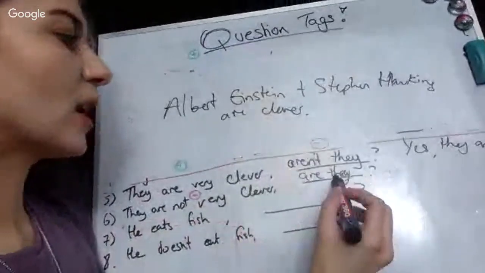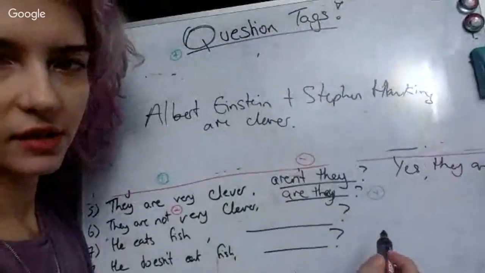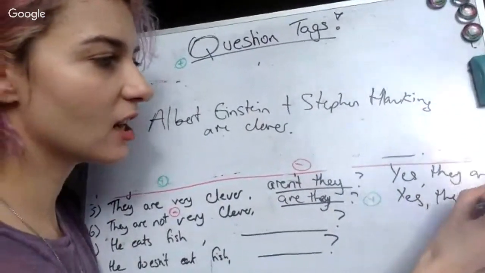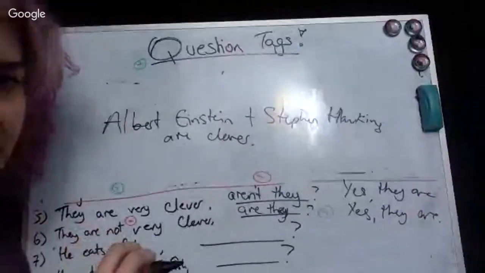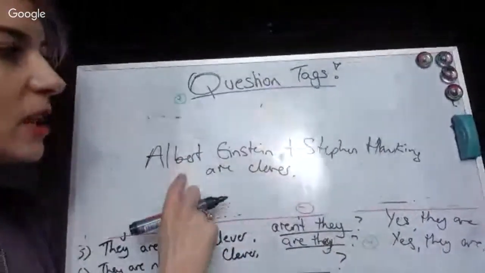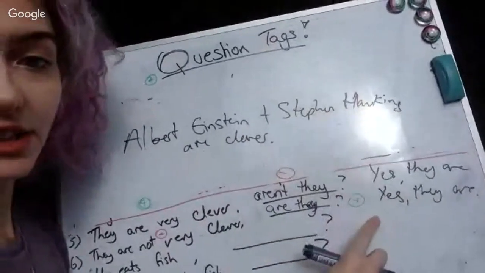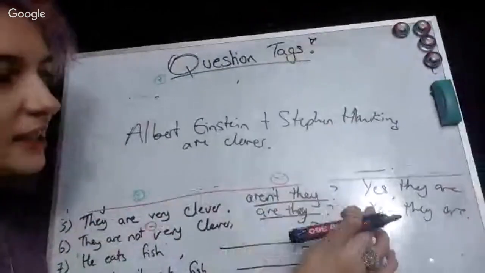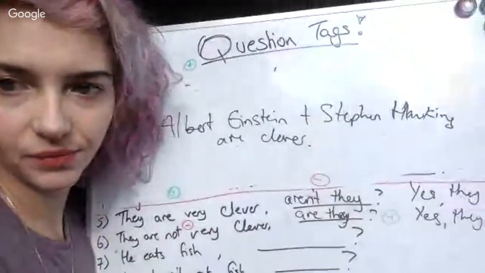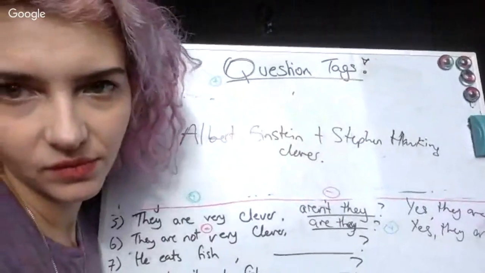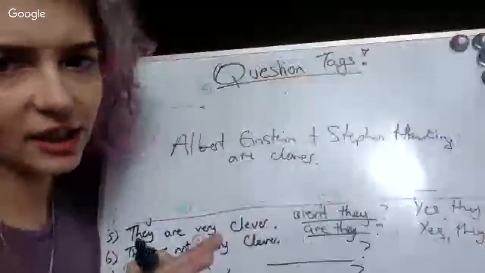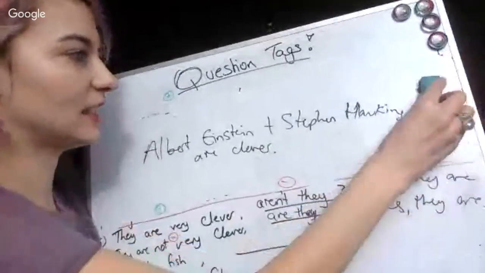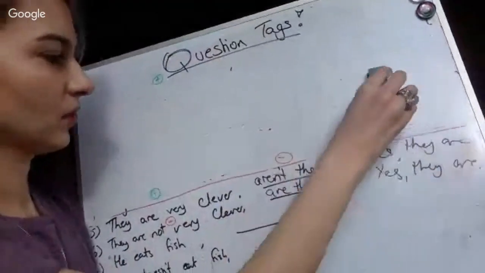Next one. They're not very clever, are they? Yes, they are. Because they are clever, the answer stays the same for both of these. We're talking about Albert Einstein and Stephen Hawking. The answer is the same for both types of question, because that is the truth. They are clever. Okay, let's continue practicing, because I think we still need a little practice with that. Let's just erase this.